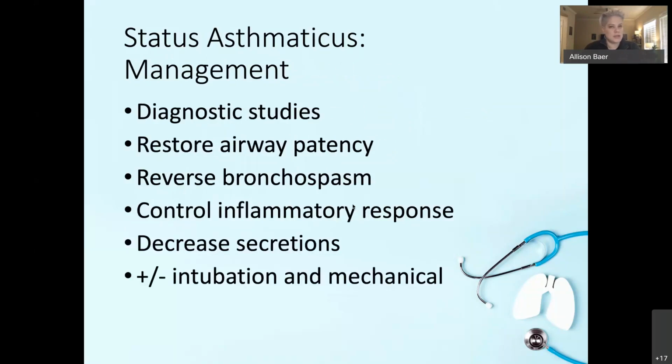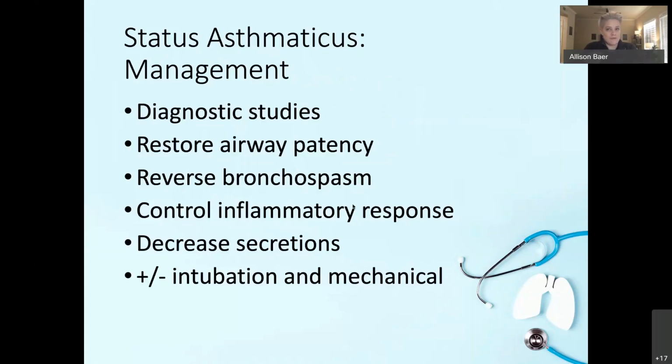The diagnostic chest X-ray is, again, going to show hyperinflated lungs. You're going to check everything else: RVP to check for sources, CBC, ABG. But the main thing is to restore airway patency, so we want to reverse that collection of processes: reverse the bronchospasm, try to control the inflammation, and decrease secretions. And I have written here plus or minus intubation.